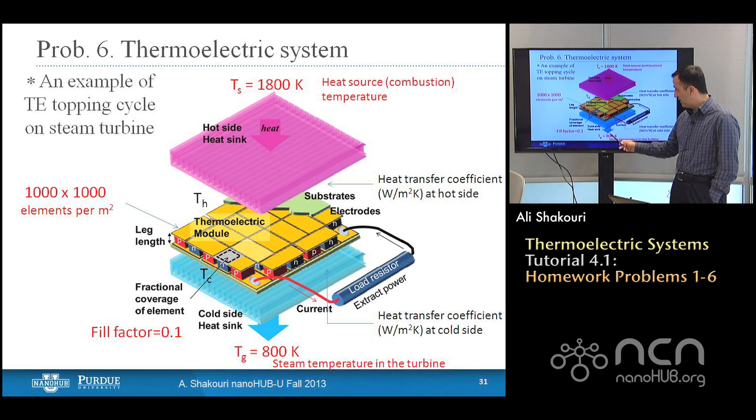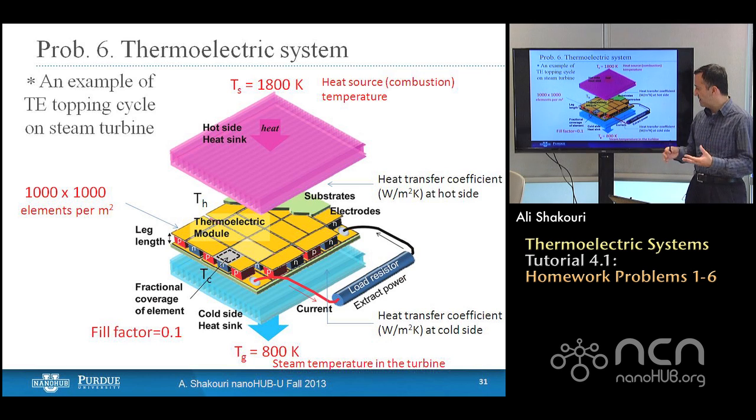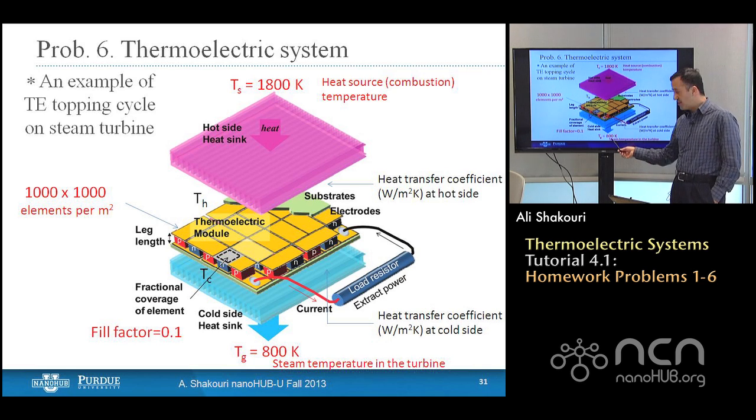That's actually very hot. The reason is thermoelectric here is a topping cycle. And in the lectures, you saw topping cycle is very advantageous for thermoelectrics. So 800 Kelvin is the steam temperature in the turbine. You can still apply a Rankine cycle to do a lot of work. But from these two temperatures, you can get some work out of the thermoelectric.